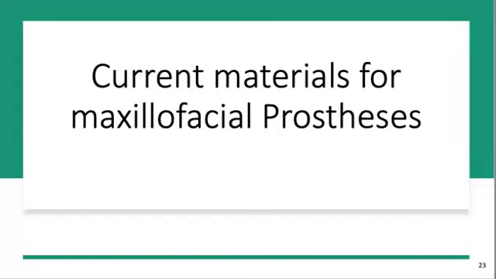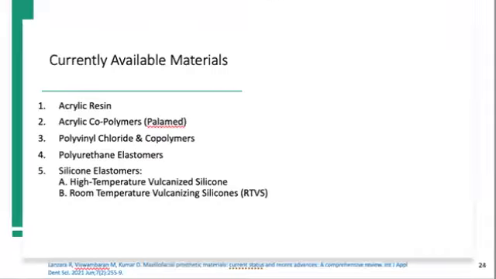Current materials for maxillofacial prosthesis. The currently available materials are acrylic resin, acrylic copolymers, polyvinyl chloride and copolymers, polyurethane, and silicone elastomers. We will talk about them in detail, each one with its advantages and disadvantages.